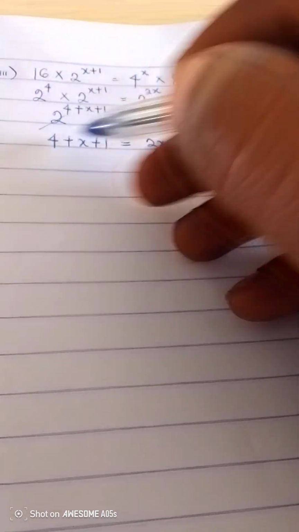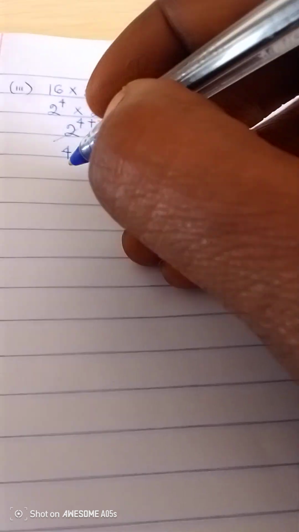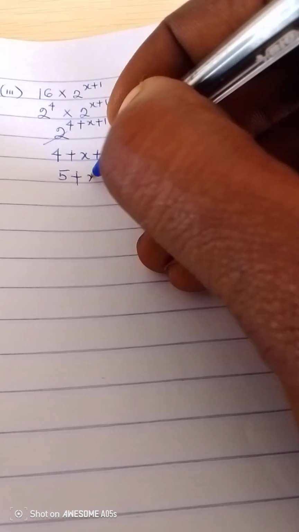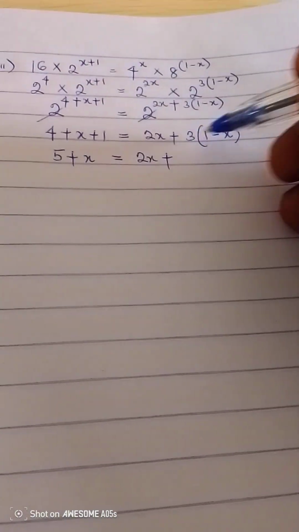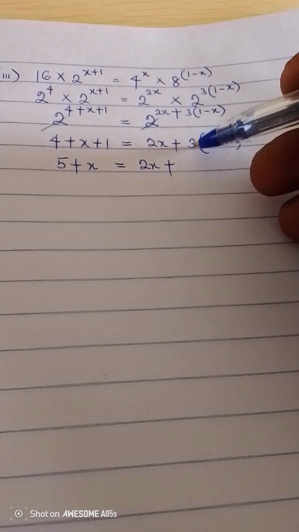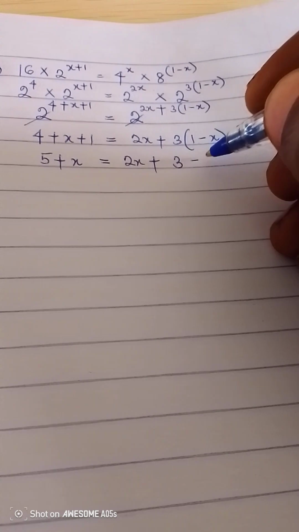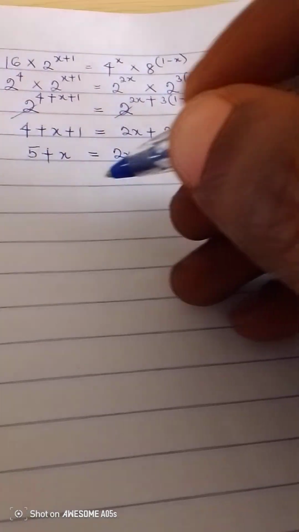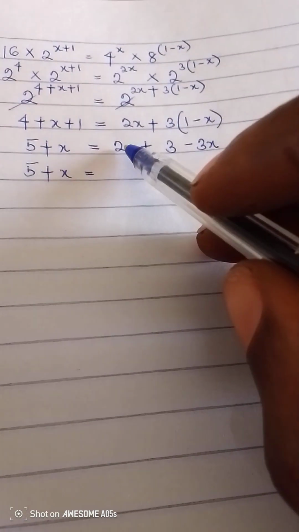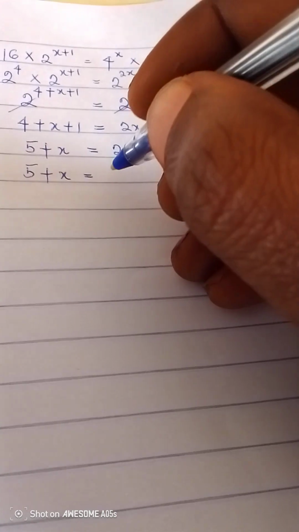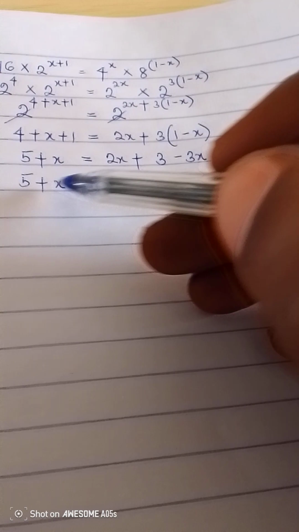So numbers add to numbers, not to the letter. Letter stands on its own. So 4 plus 1 is what? 5. So I can write 5 plus x, or x plus 5, they are both the same. Then 2x plus, I open my bracket with the number in front, so this is 3 times 1, which is 3. Then 3 times minus x, which is minus 3x. Are we getting it? So this is 5 plus x is equal to 2x minus 3x, which will give us minus x plus 3.